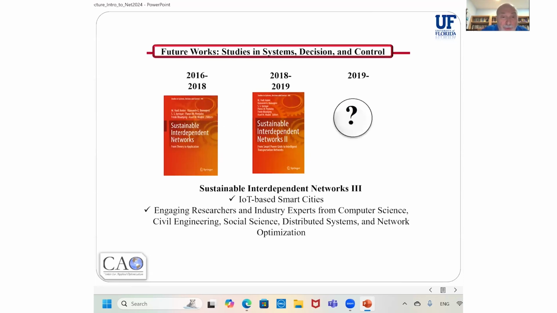And already we published 2 books. The first one is Sustainable Interdependent Networks, from Theory to Application. The second one focuses on the smart power grids, okay, and transportation networks. And now we're in the process of having more books in this area. Sustainability also is a very difficult concept to define because it has many dimensions. Social, economic, and so on and so on. But we hope that all the networks we construct are sustainable for future generations.